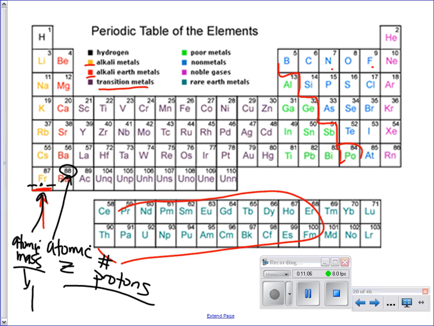No, not 1 gram. 1 mole. This is also known as the molar mass, or grams per mole, right? So carbon, there's a 12 up there. Carbon, there's 12 grams. 1 mole of those carbon atoms means there's 12 grams, okay?